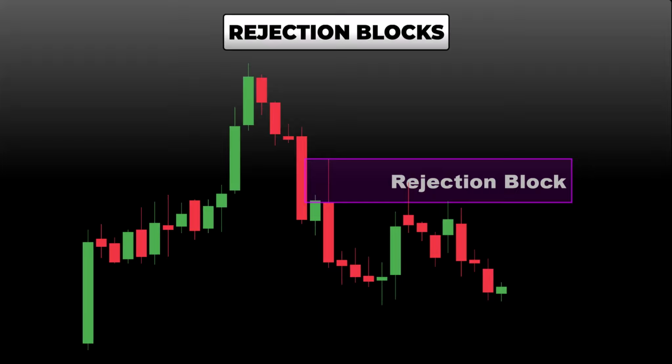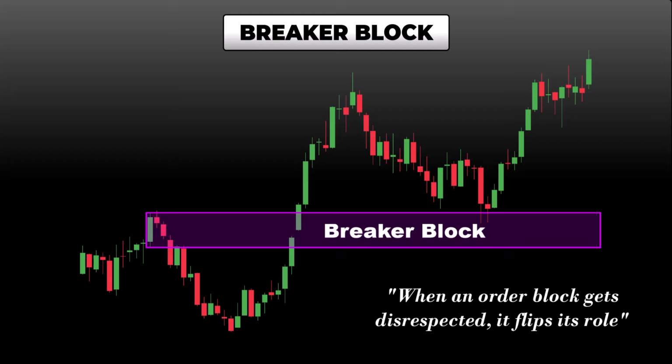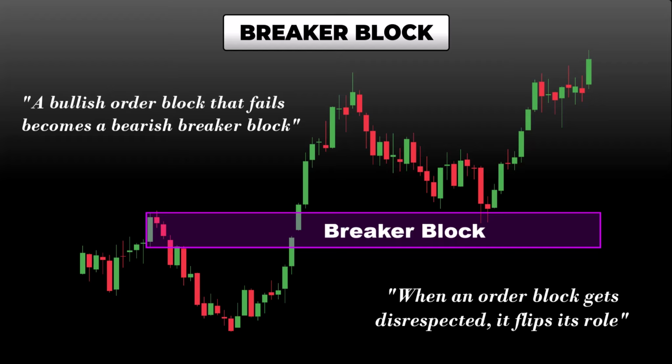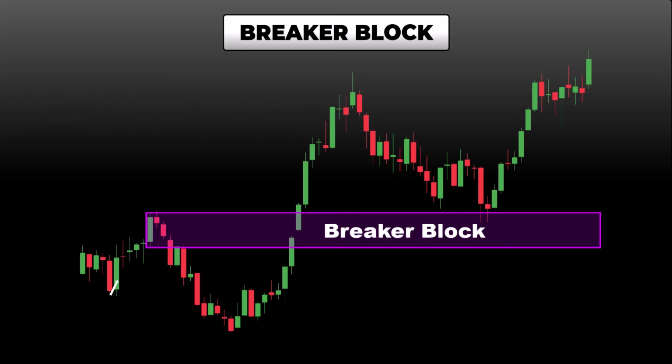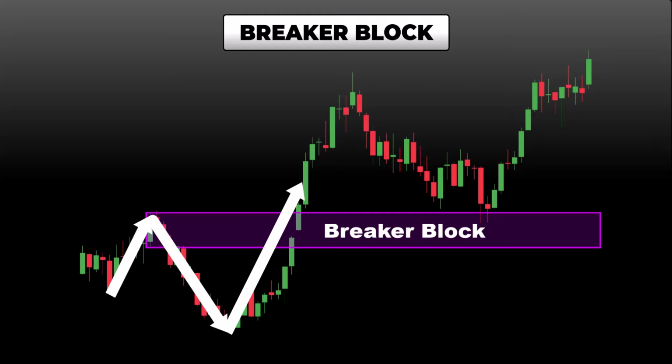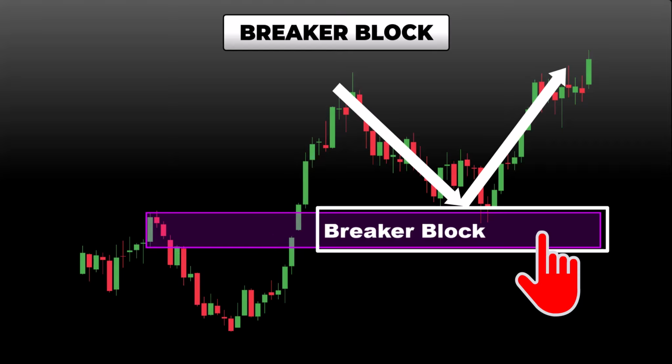Now, the next PD array will be the breaker block. A breaker block is essentially a failed order block. When an order block gets disrespected, it flips its role. For instance, a bullish order block that fails becomes a bearish breaker block and vice versa. Think of it like support turning into resistance when broken, or demand flipping into supply. Breaker blocks are powerful because they often confirm a market structure shift. If you see bias change and an order block fails, that breaker block becomes a key level. Price frequently returns to it before moving in the new direction, giving you both confirmation and precision.